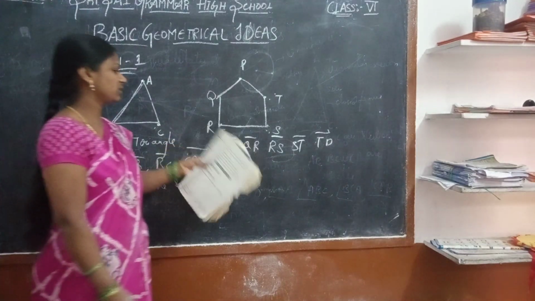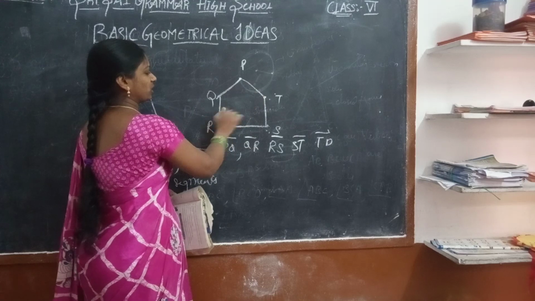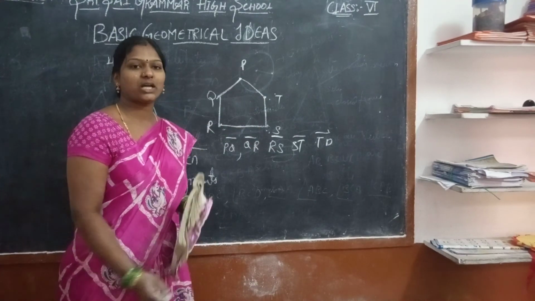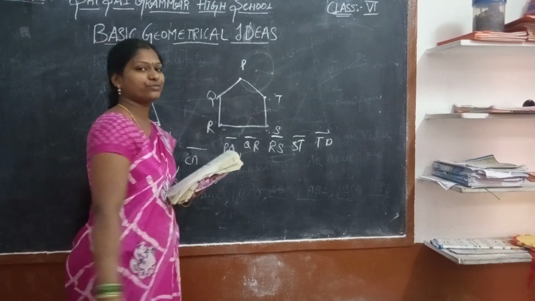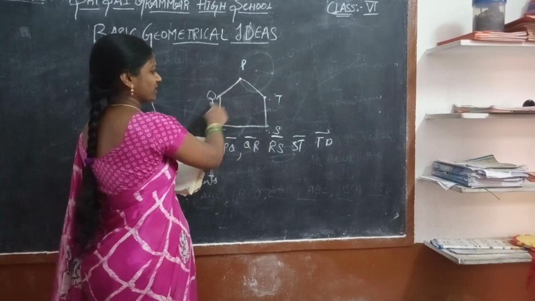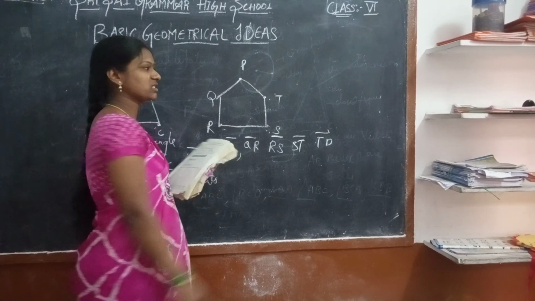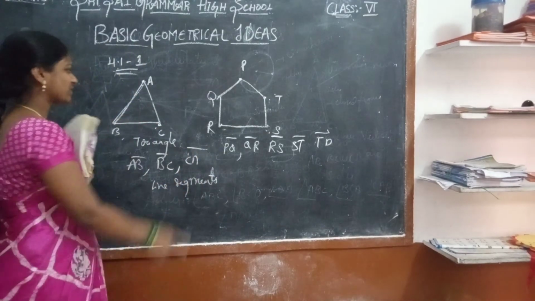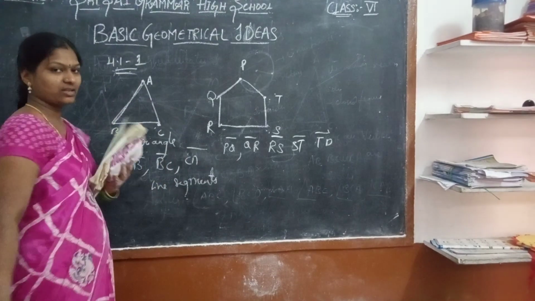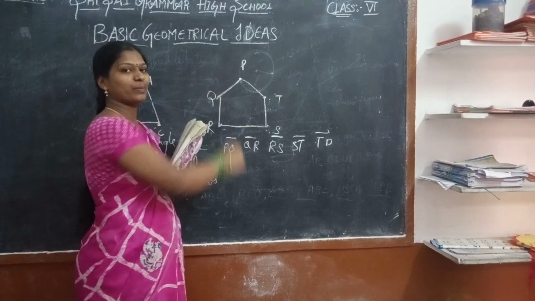Yes? Here also 1, 2, 3, 4, 5. It is called a pentagon, because how many lines are present? 5. So how many points are present? 5. How many vertices can we see here? 1, 2, 3, 4, 5. Yes. How many vertices can be seen in a triangle? 1, 2, 3. Yes. How many sides can be seen in a pentagon?